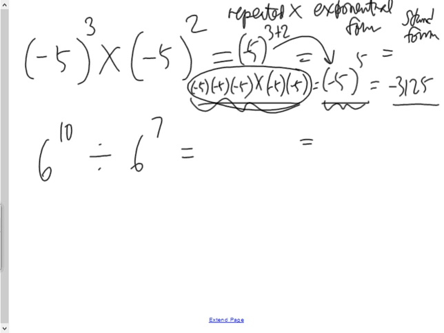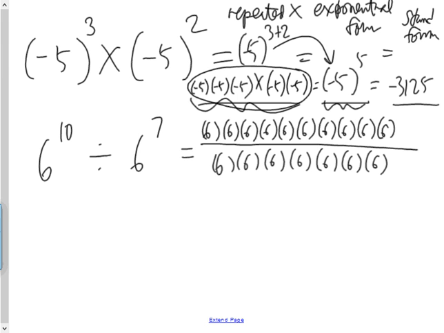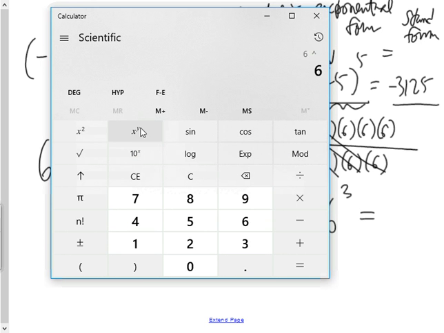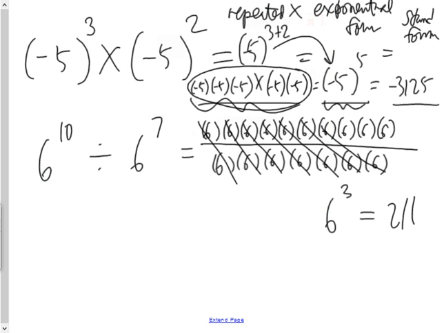In the second example, I would have 6 multiplied by itself 10 times, divided by 6 multiplied by itself 7 times. Again, each matching pair would make 1, so I could just cross them out. I'd end up with 6 to the 3rd. So my exponential form would be 6 cubed. And if I take my calculator and go 6 cubed, it says 216. So in standard form, it's 216.